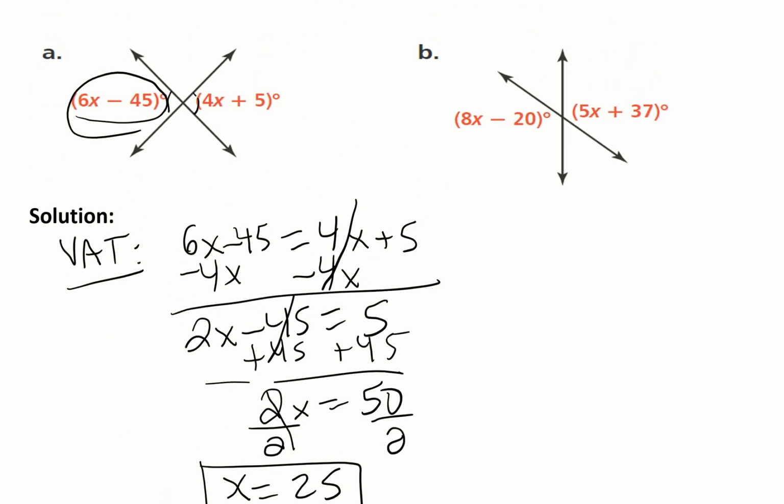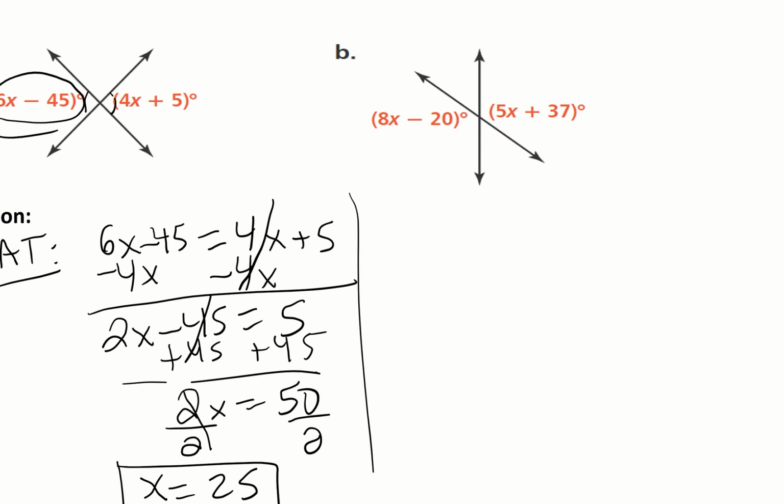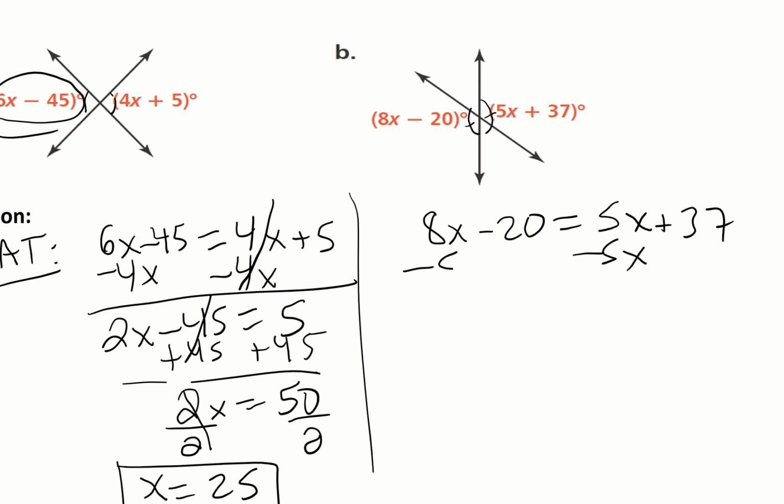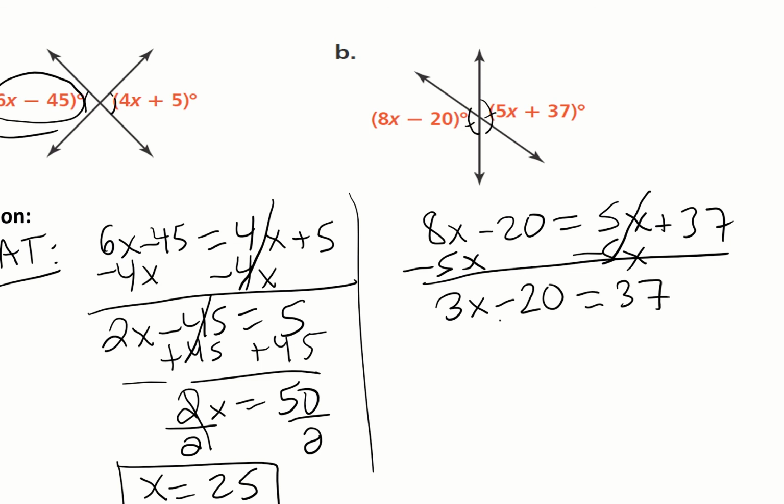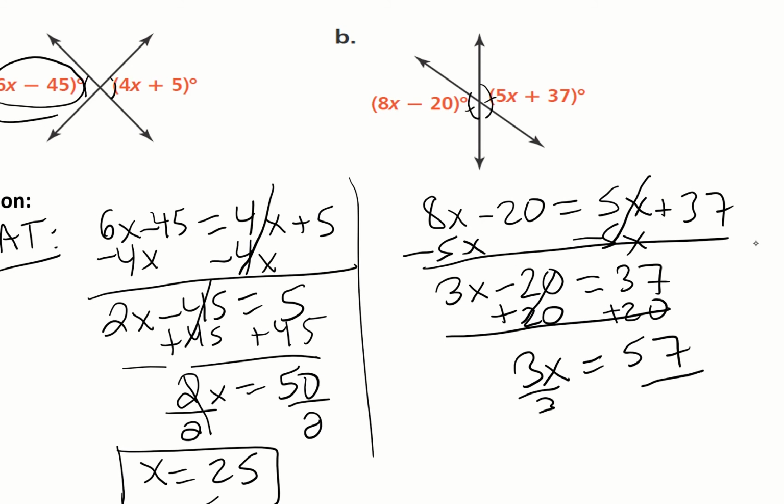All right, so again, doing the vertical angle theorem for part B, these are definitely vertical angles. They're opposite of each other, so they have to be the same. So let's set them equal to each other and solve. Now let's move this 5x over to the other side and subtract it. We have 3x minus 20 equals 37. Let's move the 20 over by adding. And we have 3x equals 57. And we can simply divide by 3 on both sides.